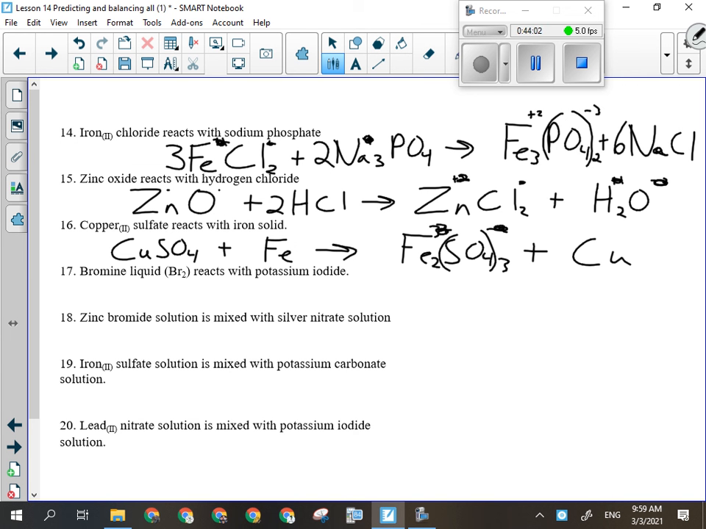So it does come up once in a while when you have a single replacement reaction involving a multivalent metal as the element. You have to go with the more common charge because there's no way for you to know otherwise. Okay, we're going to call it a day there.